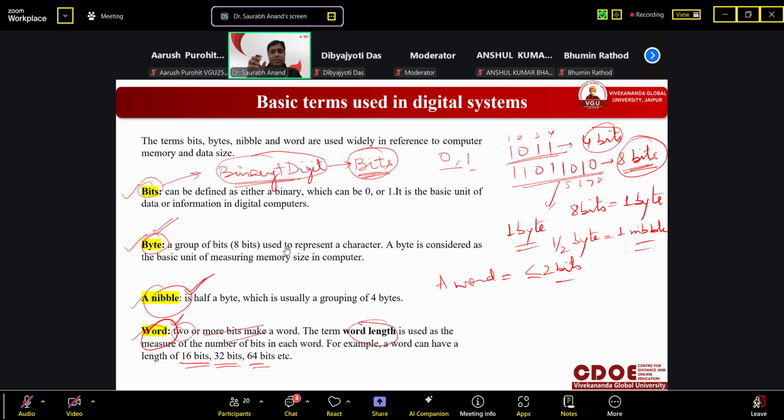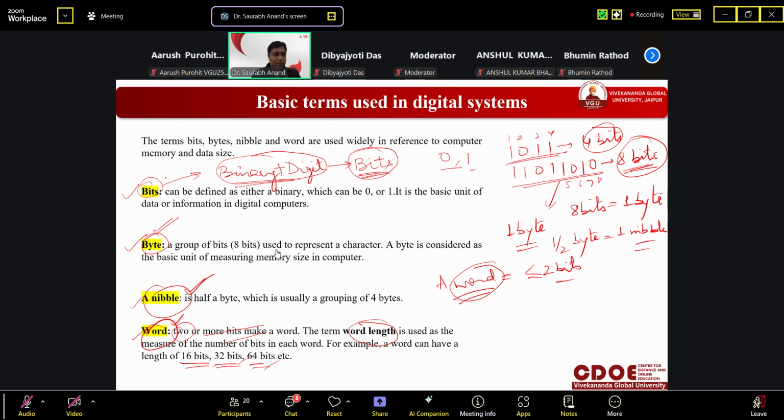Length means the number of bits. How many bits are there? So if it is 16, the word length is 16. So we have words having a word length of 16 bit, 32 bit, 64, whatever we have.